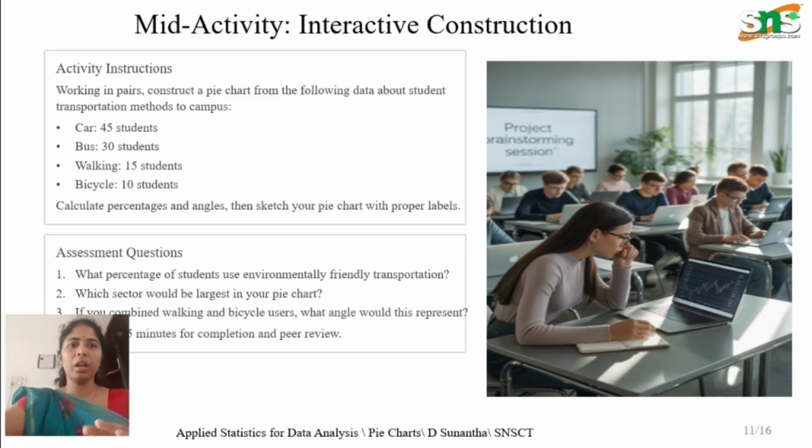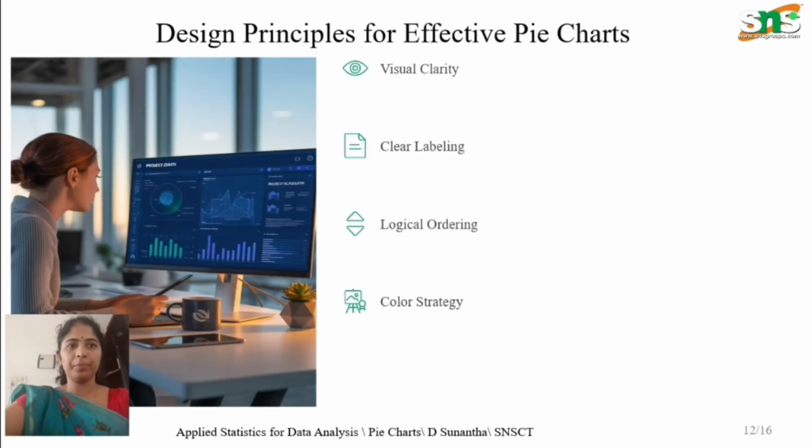If we are given car 45 students, bus 30 students, walking 15 students and bicycle 10 students, we can also categorize this using the same pie chart. First we have to calculate the frequency, then calculate the percentage and relative frequency, and make that into the pie chart.